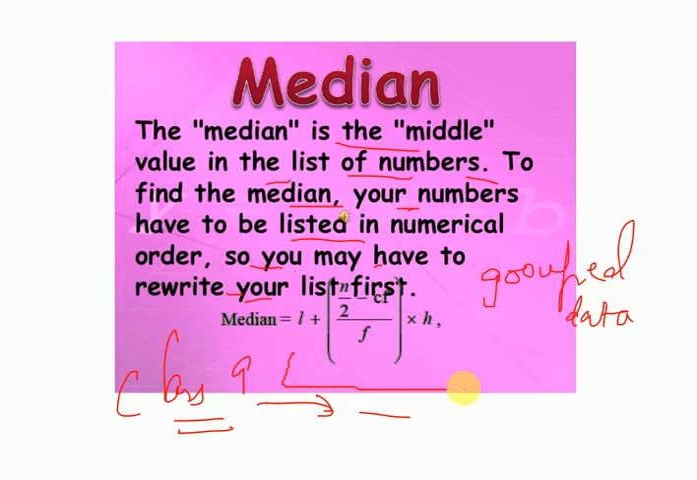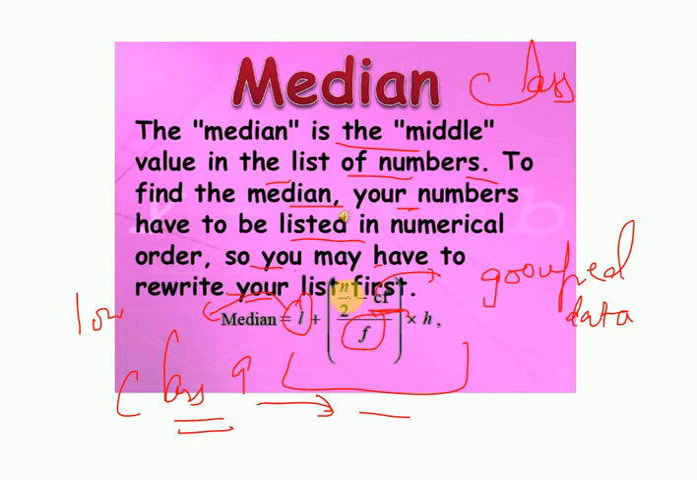So here also we have another formula, that is L plus (N upon 2 minus CF) upon F into H. Now this value CF will be quite alien to you. First of all, understand what is L. L is the lower limit of what? Here it cannot be modal class, so it is median class. So, lower limit of median class. F is the frequency of median class, N is the sum of all frequencies, and H is the height, and CF you will see in the next slide.